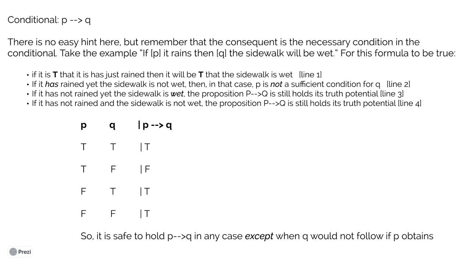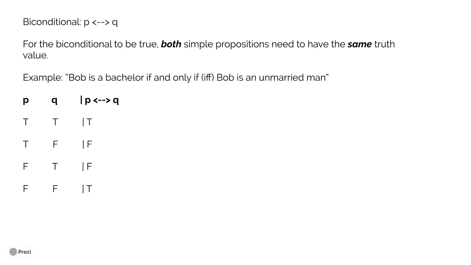The proposition, if it does rain, the sidewalk will get wet, still holds as potentially true unless and until we have a reason to think otherwise. For the biconditional, both variables, or the simple propositions, need to have the same truth value. If P implies Q, then if it's true that P, it's true that Q, and if it's true that Q, it's true that P, and vice versa. The negation of P would imply the negation of Q. The negation of Q would imply the negation of P, if it's true that P if and only if Q.